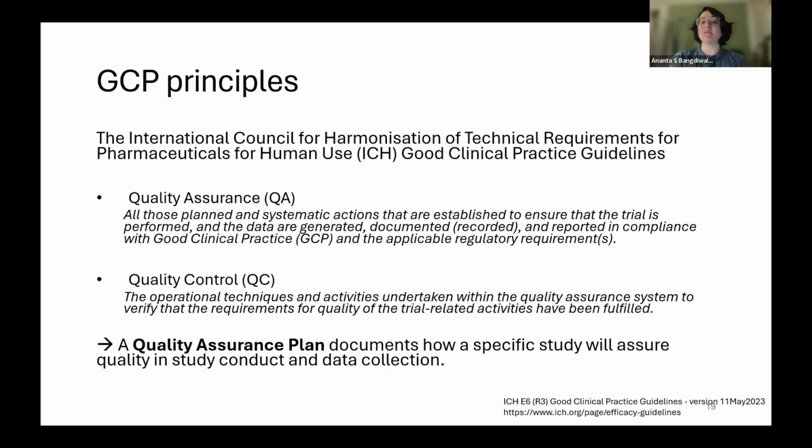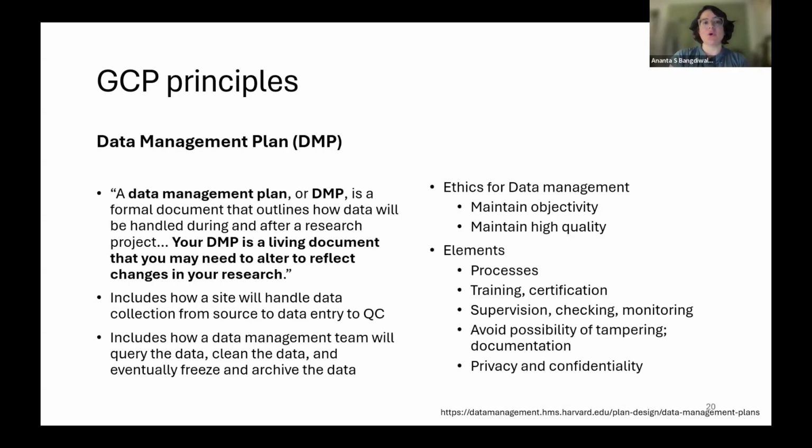So a quality assurance plan documents how a specific study will assure quality in study conduct and data collection. One of these features is a data management plan. A data management plan is a formal document that outlines how data will be handled. Even if you're not going to seek funding, many times you have to draft a data management plan when you're writing a grant. Even if you're just conducting research that doesn't require funding, documenting a plan for your research data is a best practice.